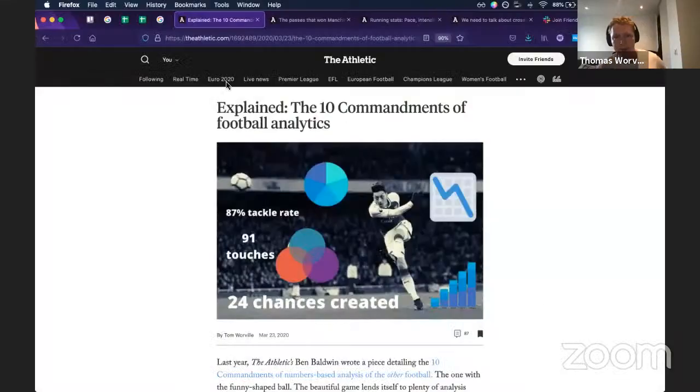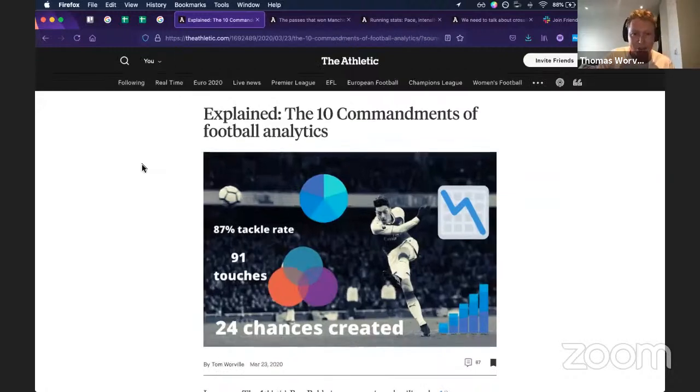Okay, so do you want to start with, I think you made a decision on which of your articles you were going to start with, but did you want to just start going through it? Yeah, I think we'll start with the 10 Commandments piece. Let me know when you can see that. Mesut Ozil surrounded by some very suspect graphs.